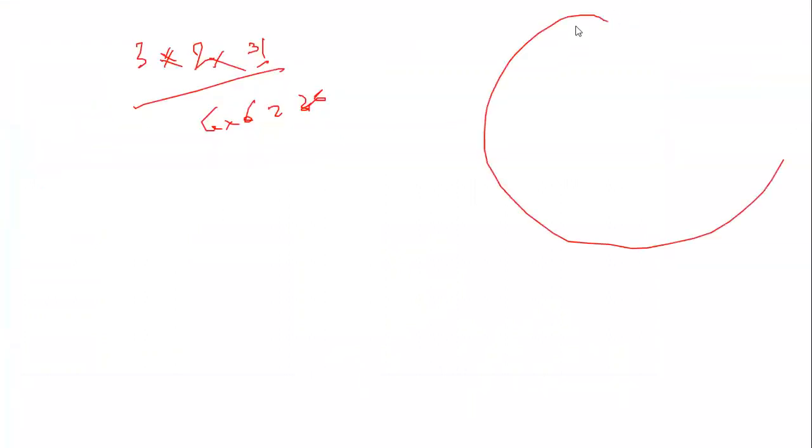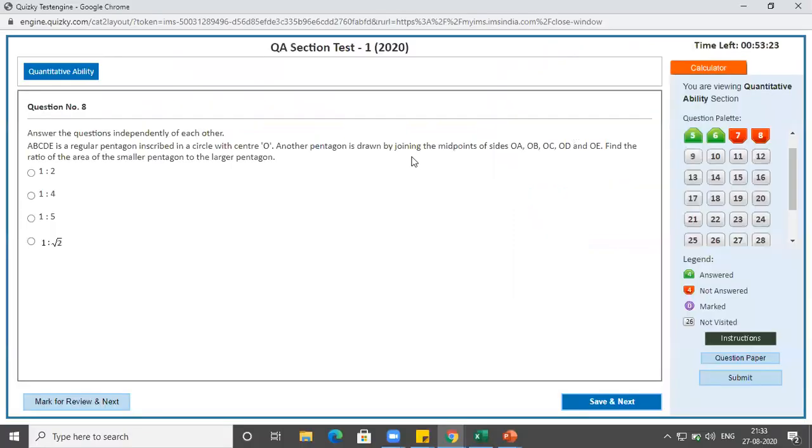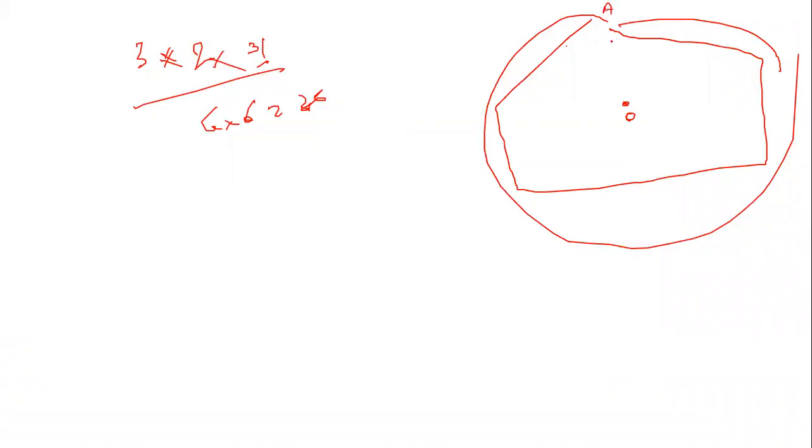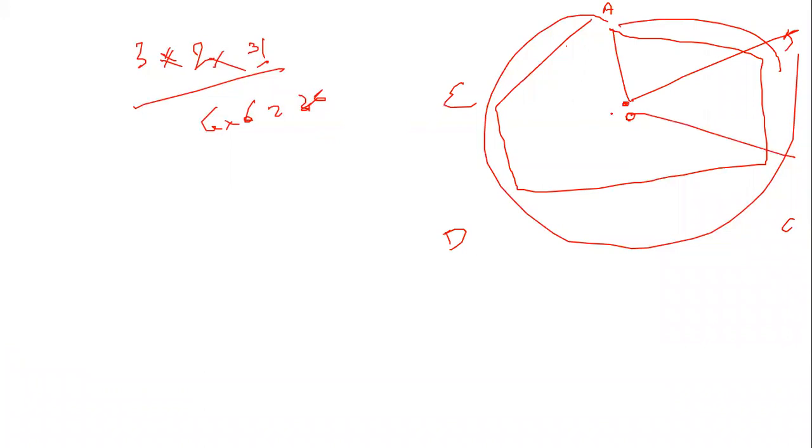There's a circle. It's okay. Here we go. Then there's a pentagon inside, and there's a center O. Another pentagon is drawn by joining the midpoint of sides OA. A, B, C, D, and E. Midpoints of points OA and B, all of them are from O, so take their midpoints and join them. The midpoint is taken, so this will be half of this size.